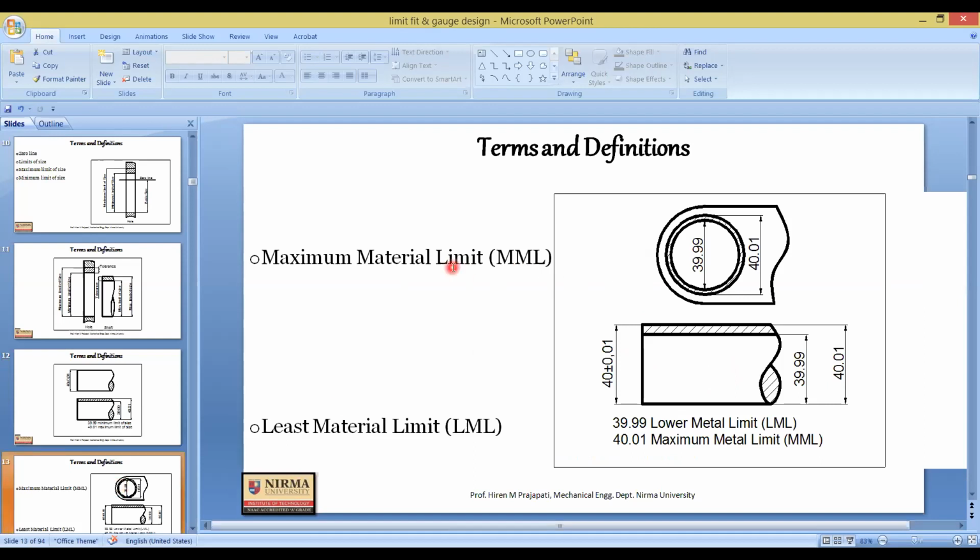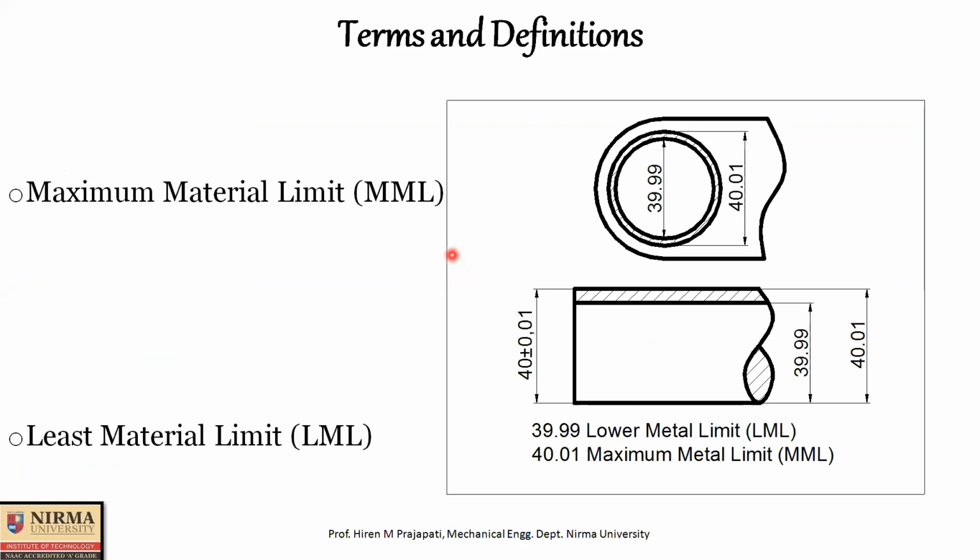Then next we are moving further with today's session discussion. Maximum material limit and least material limit: the abbreviations used for these two are MML, maximum material limit, and LML, least material limit. Now to understand this, maximum material limit means when maximum material is utilized in manufacturing of any component.